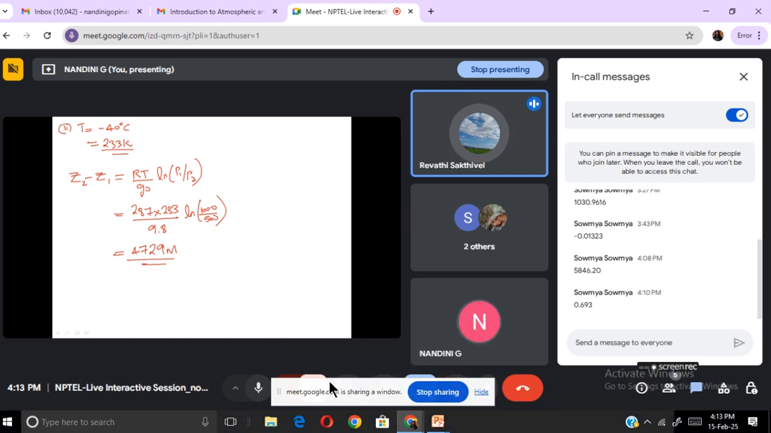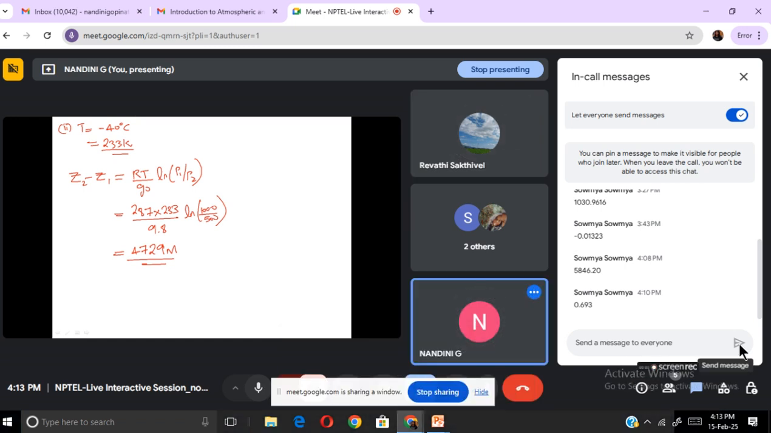Ma'am, I have one doubt. In the Coriolis force topic, the direction of motion and that force are perpendicular. Yes, the force is always acting perpendicular to the direction of motion. But how do we find whether it is moving along the positive or negative axis, ma'am? It will be towards the right of the direction of motion.